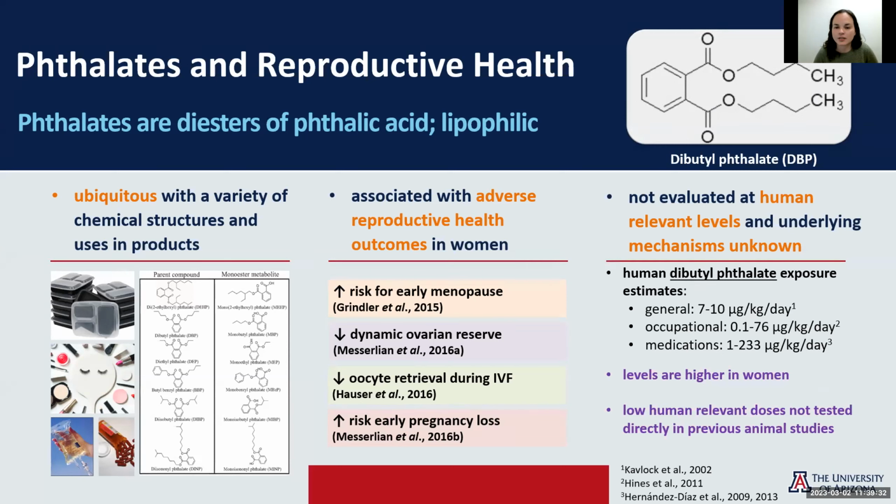The phthalate that I'm going to show you some examples of the research on is called dibutyl phthalate. I call it DBP for short. For dibutyl phthalate, we actually have a really good handle on how much the general population is exposed to this chemical in different settings, like the general population, occupational exposures, and medications. We know that the levels of markers of this phthalate exposure are higher in women. And unfortunately, the original studies that characterized these chemicals did not use doses that were low enough to mimic what humans are exposed to. So that's why we missed all the issues that these chemicals can bring about.